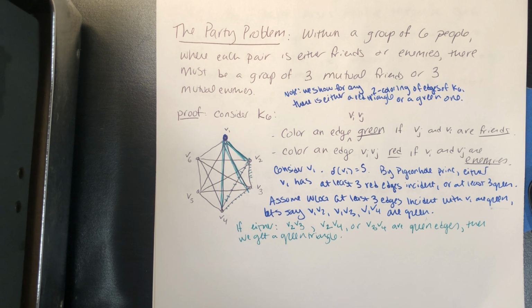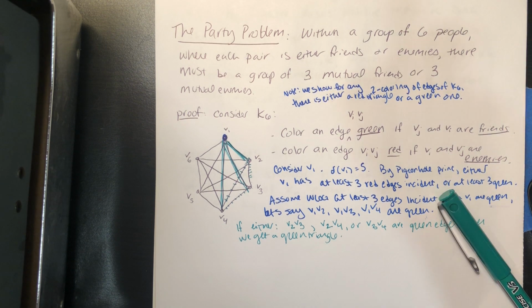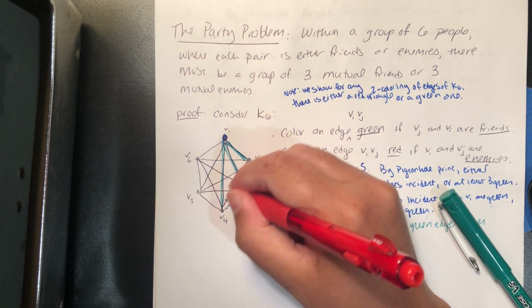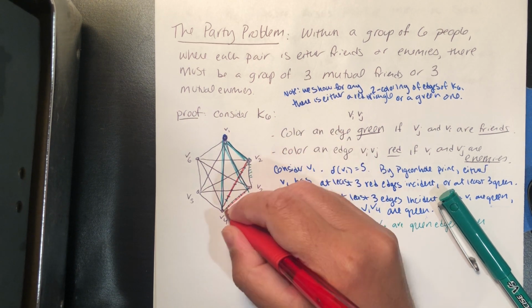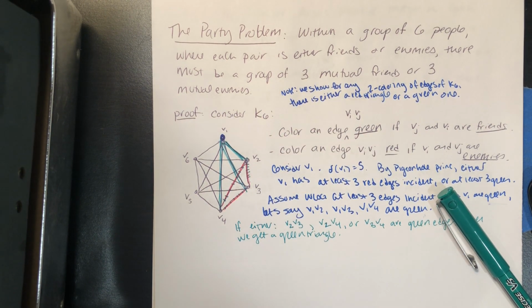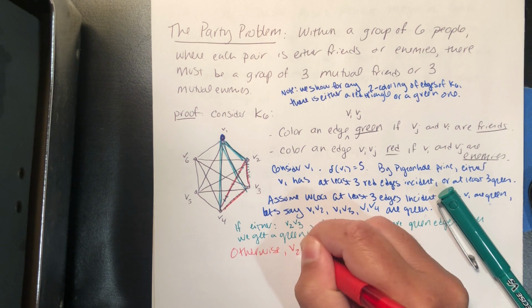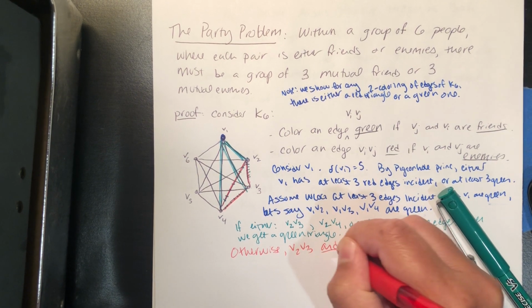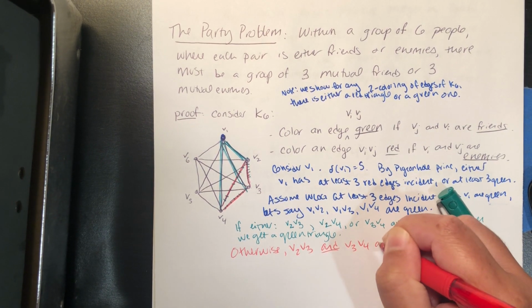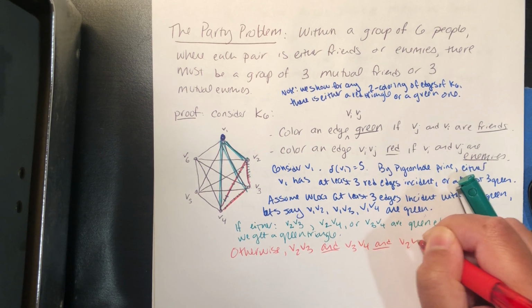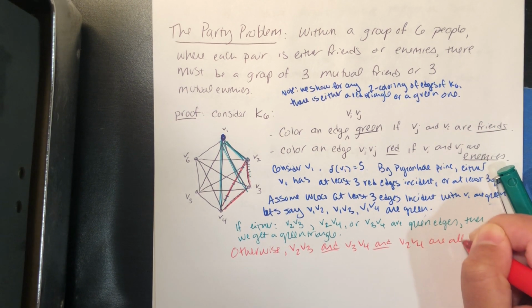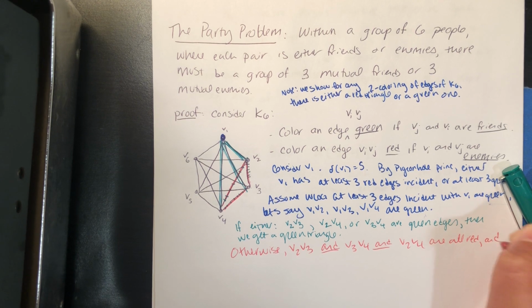Okay, but that's not necessarily the case. Maybe those three people, maybe none of them are friends with each other. Maybe they're all enemies and they hate each other. But if that were the case, that would make this edge red, and this edge red, and this edge red. And so you get a red triangle. So otherwise, V2, V3, and V3, V4, and V2, V4 are all red, and we get a red triangle.